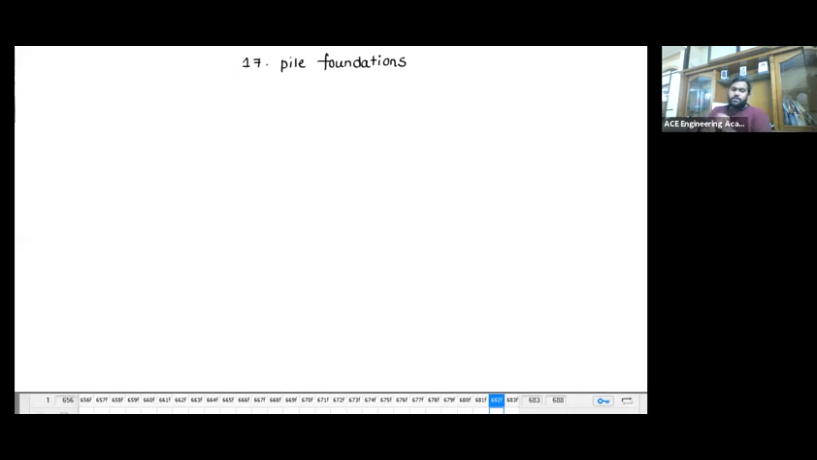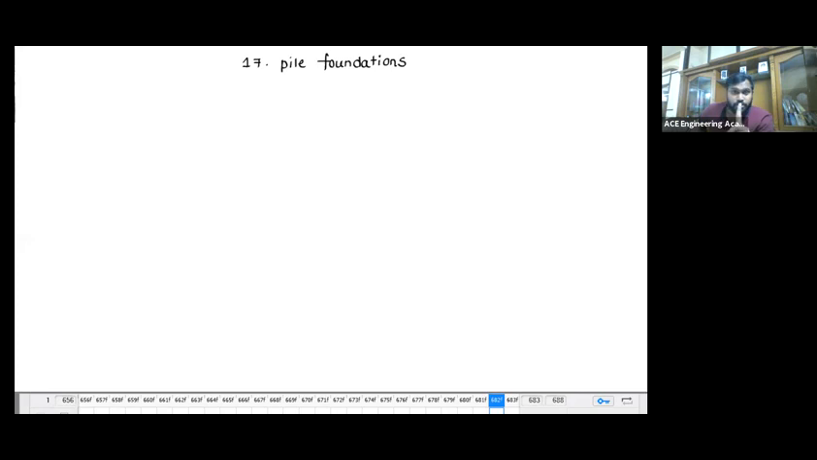What is meant by pile foundation? First things first, in the previous classes we discussed various types of foundations, shallow foundations and deep foundations. In deep foundation, one of the types is pile foundation. So first things first, when do we go for the pile foundation? When the load coming from the structure is very high.